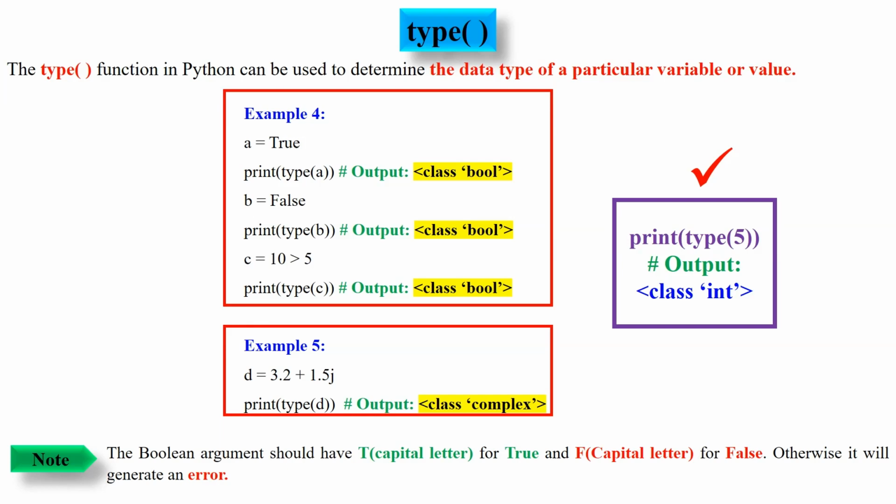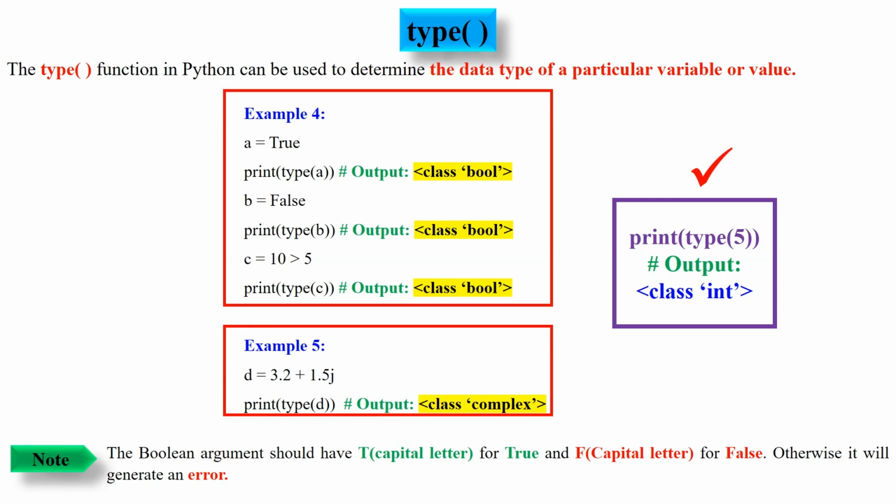Next line uses the print function to output the result of the type function applied to the variable d. The output of the print statement is class complex. This output indicates that the type of the object stored in the variable d is a complex number. In Python, the complex type is used to represent numbers with both a real and an imaginary part.